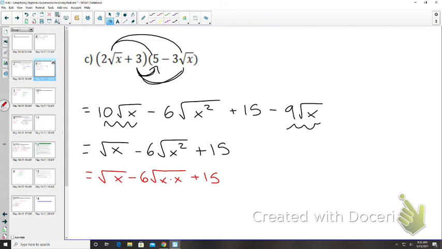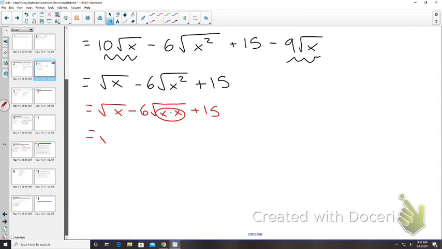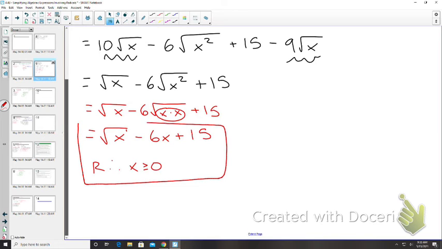Okay, so if we have x times x, that's a pair, we can take those outside. So we get root x minus 6x plus 15. Now, at this point, we need to analyze our restrictions. So what are our restrictions? We have an x to the 1 underneath the root. So odd exponent, therefore x must be greater than or equal to 0. That's our restrictions, and that is our fully simplified radical.